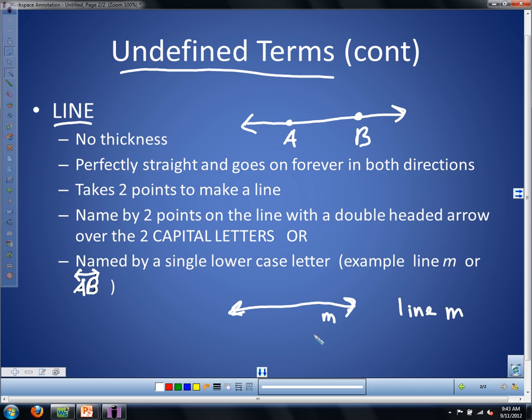Non-example: something curved is not a line. Something with a shape isn't a line. My pencil would be a non-example of a line because it stops, it doesn't keep going. And I'm sure you can think of others.